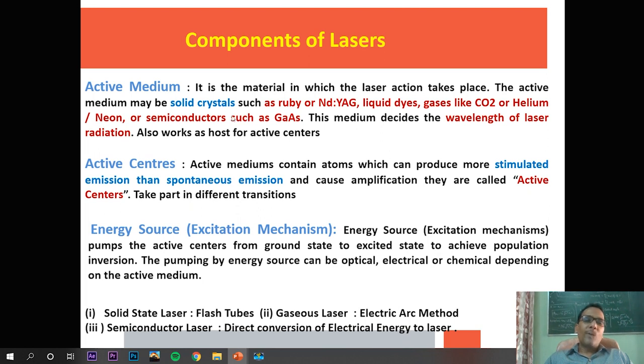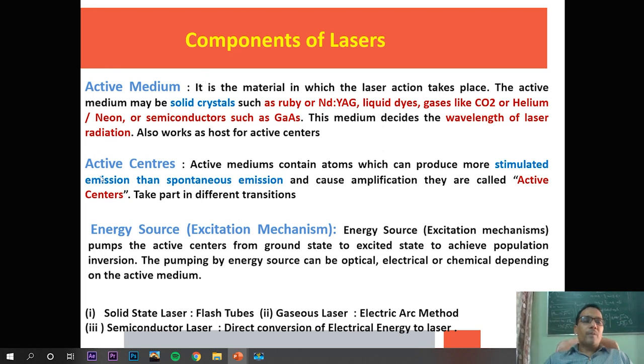Or semiconductor materials, like gallium arsenide or gallium phosphide. This medium decides the wavelength of the laser radiation, and also works as a host for the active centers. It absorbs the extra energy released and also creates the base for the laser. That's why the active medium is also known as the heart of the laser.